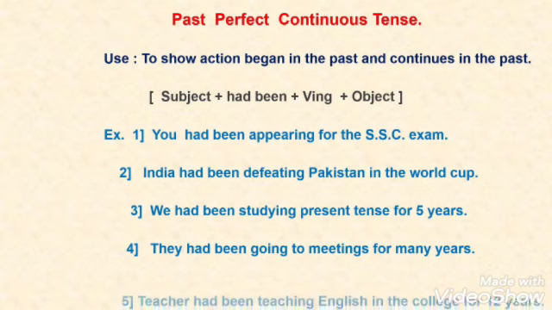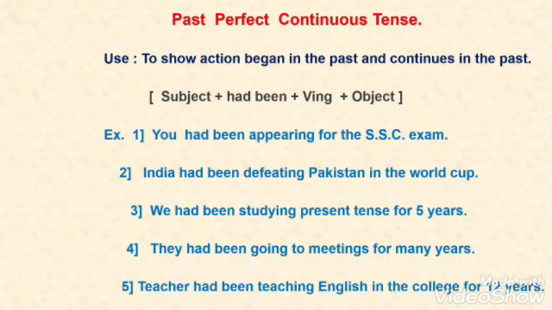Okay. The last example is teacher had been teaching English in the college for 12 years. Teacher had been VING. Okay. This is the formula of the past perfect continuous. All the actions of appearing, defeating, studying, going and teaching began in the past and continued in the past. There is no connection of those actions to the present. They began in the past and continued or ended in the past.